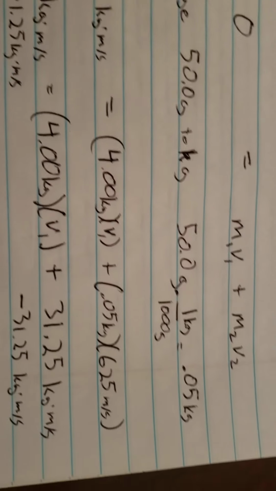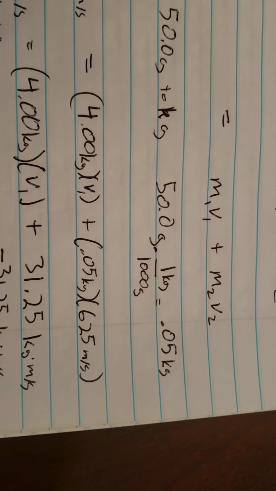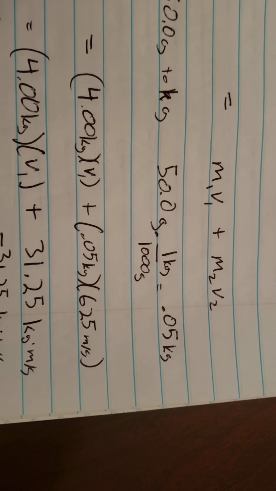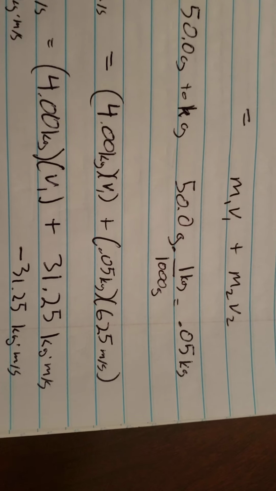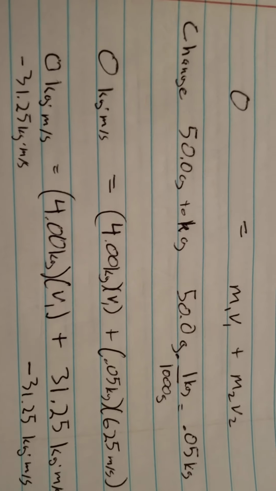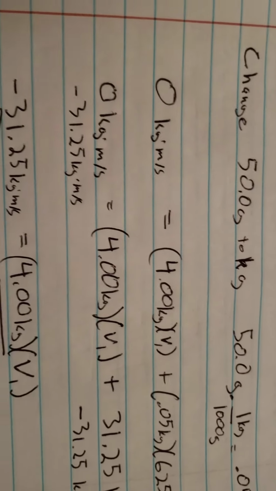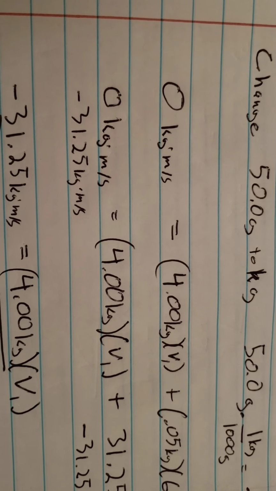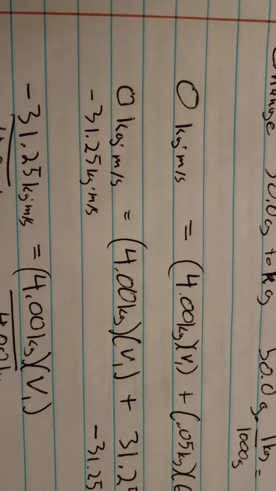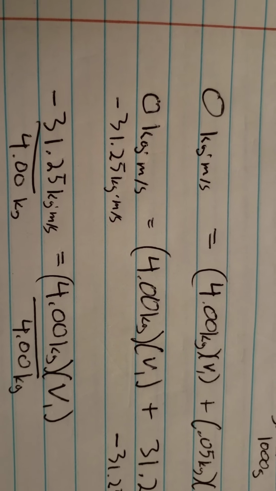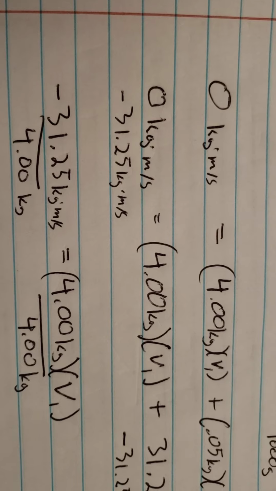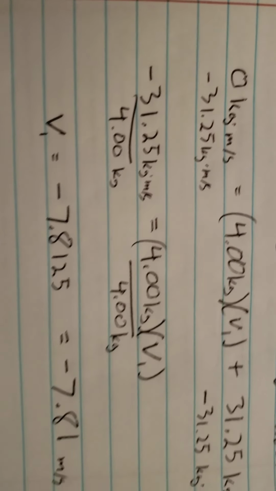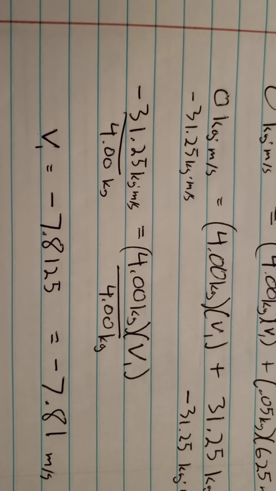When we multiply this out, 0 is still 0, 4 times V is still 4 times V, and 0.05 times 625 is 31.25. When I subtract 31.25 from the right and the left, it cancels on the right, making the left negative 31.25 and the right 4 times V. Dividing by 4 kilograms, 4 kilograms will cancel on the right, and negative 31.25 divided by 4 is negative 7.8125.